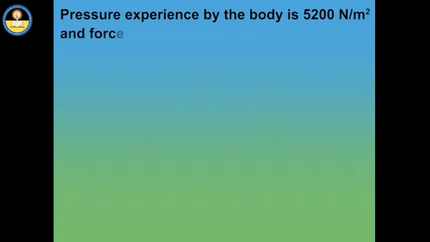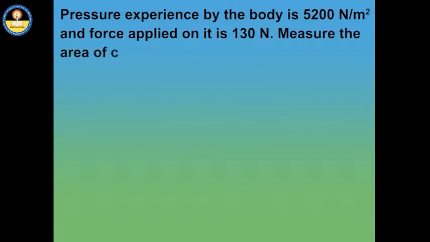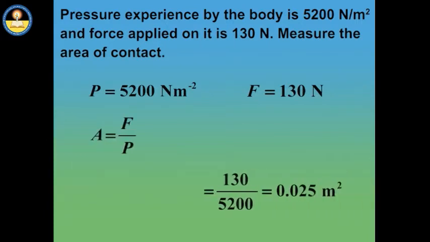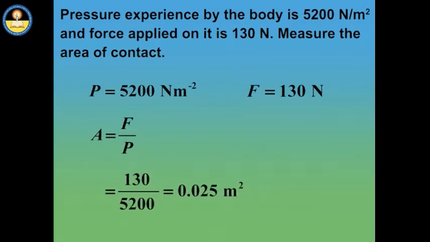If the pressure experienced by the body is 5200 Newton per meter square and the force applied on it is 130 Newton, then measure the area of contact. Area of contact can be measured as the ratio of the applied force and the pressure, which gives area equal to 0.025 meter square.